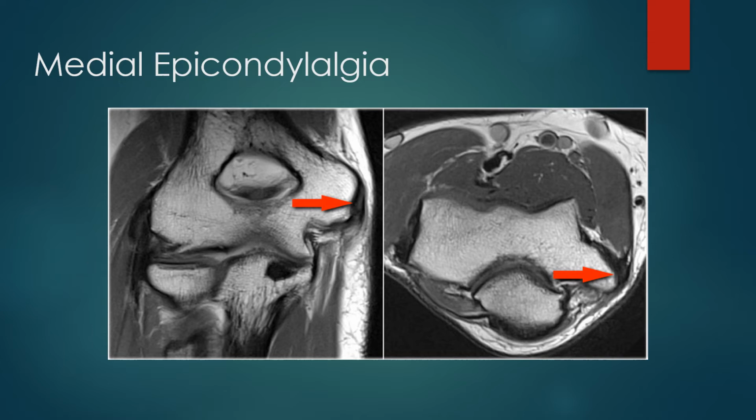So these images are both T1 weighted images. Both of these show the normal aspect of the medial epicondyle, which should have a low signal intensity, as you can see by the red arrow.